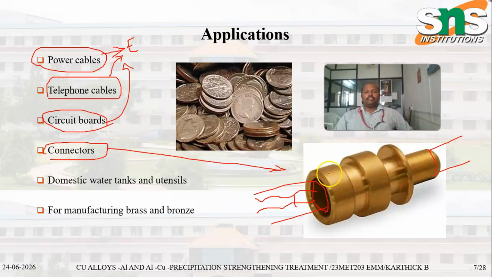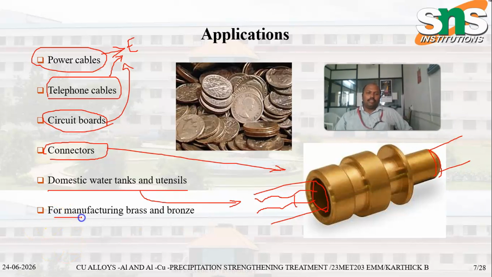So for this corrosion resistance property, copper is used as connectors, and most importantly it is used as domestic water tanks and utensils. As I already said, nowadays the trend is that instead of steel they are using copper, which probably helps to improve health and also improve the water properties as well.